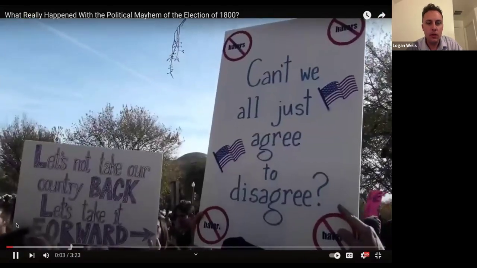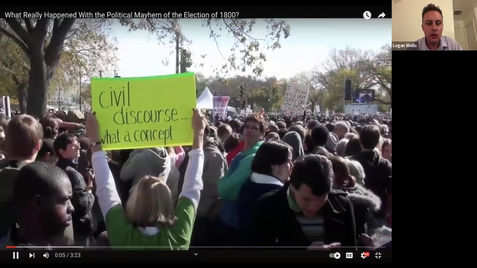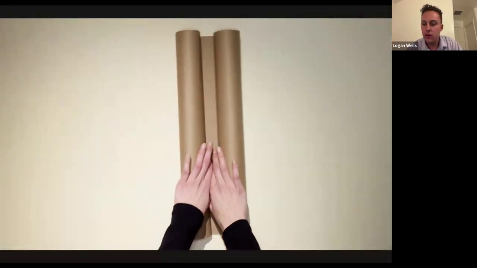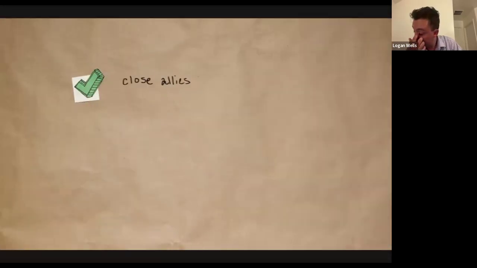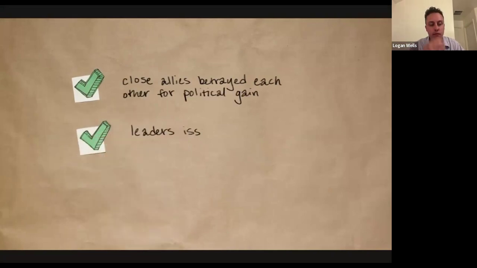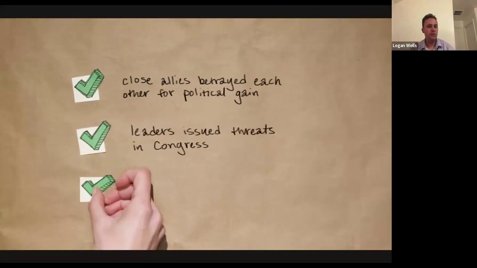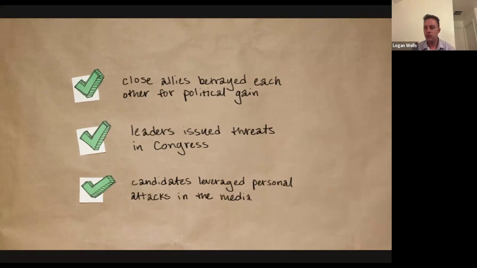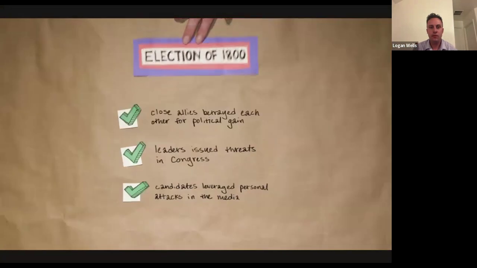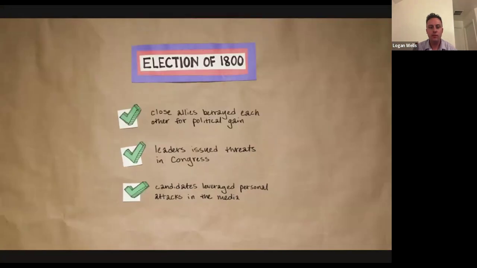Presidential elections can be unpredictable and get downright nasty. During one such election, close allies betrayed each other for political gain, leaders issued threats in Congress, and candidates leveraged personal attacks in the media. Ring any bells? That's right, the election of 1800.